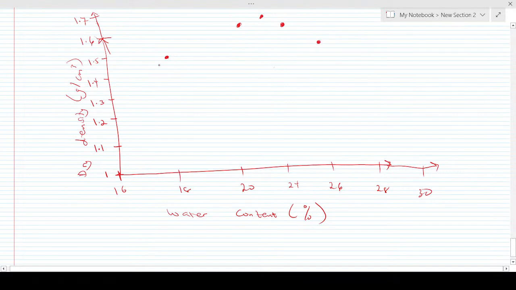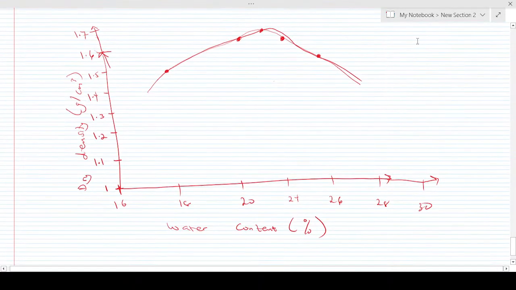Then since it is a compaction curve, you draw a curve to pass through the points. So you'll be having something like this. Don't mind my curve. You're having something like this as the compaction curve.